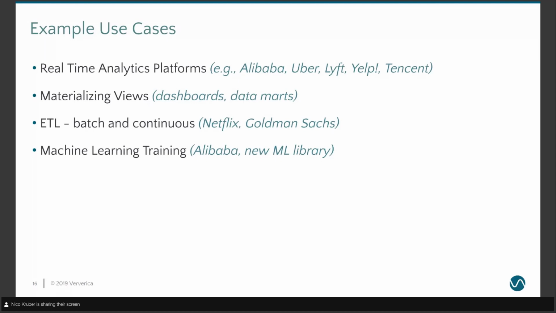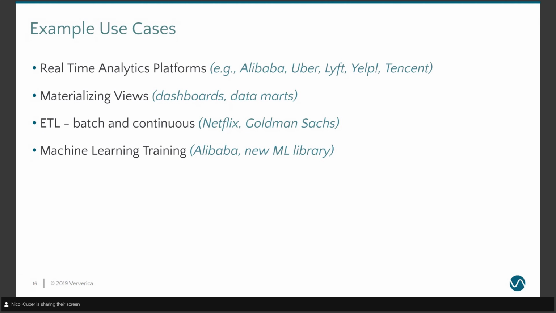Just to name a few more examples, like when we started, I said Uber is building their platform based on the SQL offering of Flink. So one of those use cases is real-time analytics. And not just Uber is doing that, there's also Alibaba, Lyft, Yelp, Tencent, and others. So it's actually quite prominent for that.